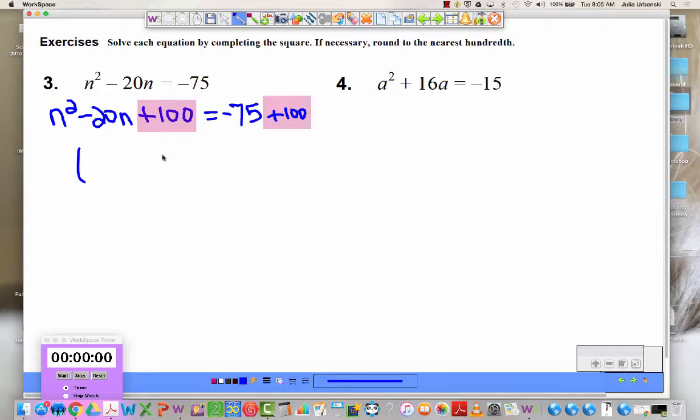Now, just like yesterday, we put that straight into parentheses. Is that a plus 10 or a minus 10 this time? Minus. You go by what you took half of. Half of negative 20 is negative 10. But on this side, what do we have? Negative 75 plus 100? 25.